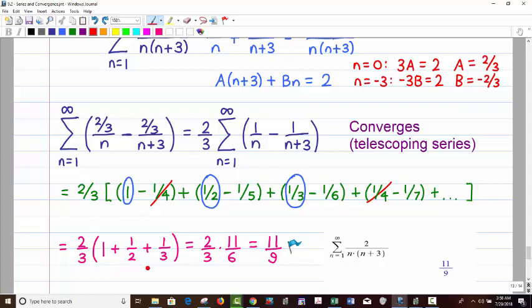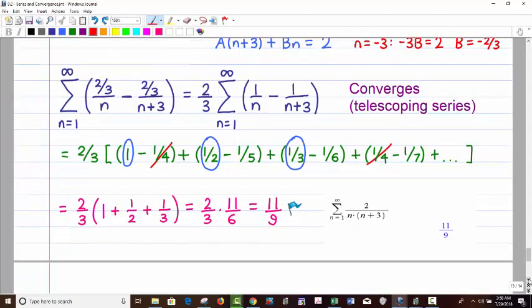So I have 1 plus 1/2 plus 1/3 times that 2/3. It's 2/3 times 11 over 6, which reduces to 11 over 9. Maple says it's 11 over 9, so that's terrific news.